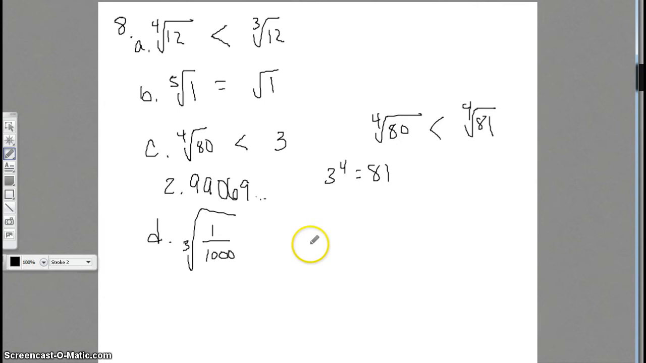And then we have the cube root of negative 1,000. Well, this one you don't even have to work out because the cube root of a negative number is always going to be smaller than the cube root of a positive number. So the cube root of 1,000th is going to be greater than the cube root of negative 1,000 because 1/10 is greater than negative 10. Okay, so that was number 8, which is just like number 8 in set 1.